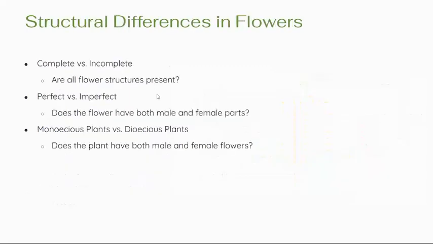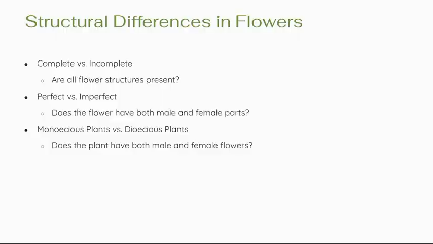Structural differences, exactly. So complete flowers have all the parts that I just mentioned, the four parts mainly, because they're very, very important. Incomplete flowers are often missing one, or potentially more. Perfect flowers are something else that we look at. A perfect flower has both male and female reproductive organs on the same flower, and imperfect flowers only have one, unfortunately.